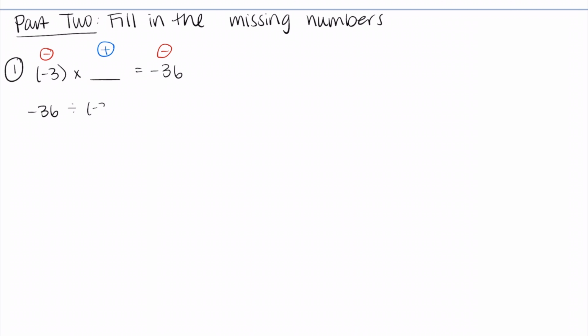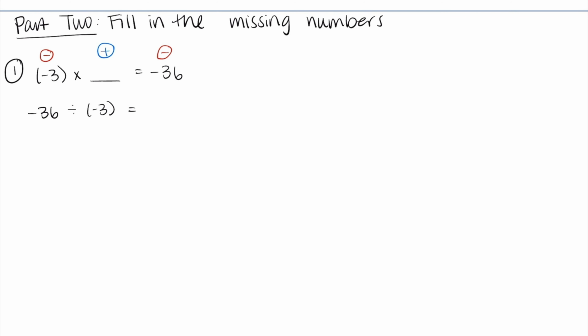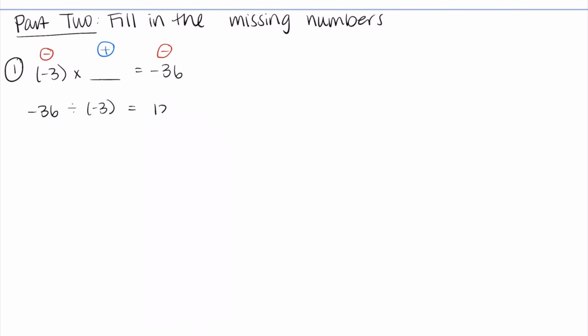And we know that we divide -36 divided by -3. And when we do that, it's a negative divided by a negative, so our answer will be positive. We would do 36 divided by 3, which just gives us 12. So 12 would be our missing number for number 1.